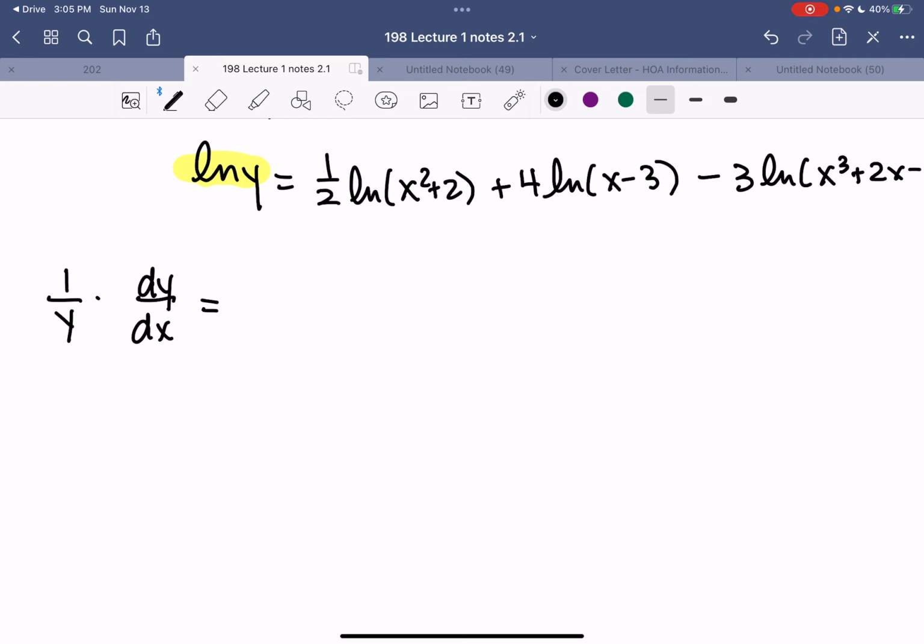So that's the implicit part. Everything on the right is in terms of x's, so I don't have to deal with dy's there. So now let's look at the first term. We have a 1/2, which is a multiplier, so we just leave it.